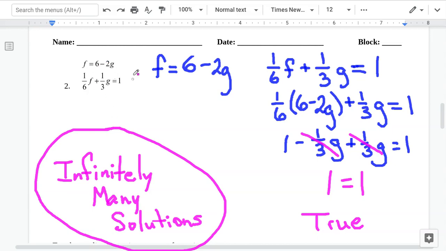It is hard to see that in this scenario, but actually, if you were to rewrite this second equation by canceling your fractions and moving the g term to the right side, you're going to get an equation that will say f equals 6 minus 2g. So we can get it through graphing by graphing the same line twice, but through substitution, we see it where the variable will eliminate, we get a true statement, and that's how we come to that conclusion for infinitely many solutions.